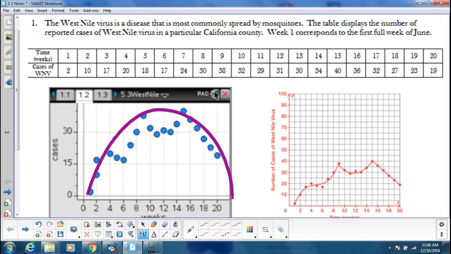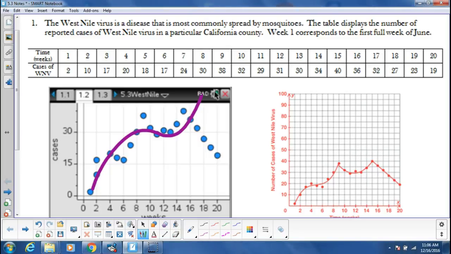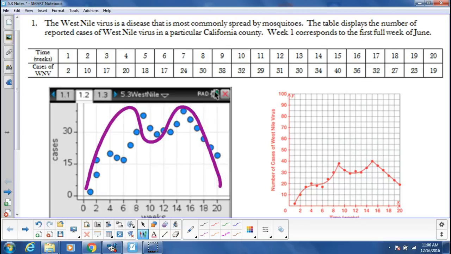All right. What if we went cubic with it? Still not great, right? What if we went quartic? Still not good, right? We're missing this whole section down here.